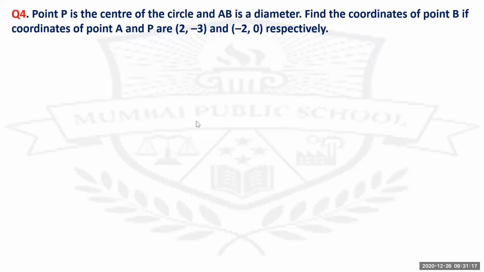So let's move ahead. First we'll draw the figure of this. Now see, P is the center of the circle, so mark P as the center. AB is the diameter. Coordinates of A and P are given, so you'll just substitute that. You have to find the coordinates of point B. You'll assume the coordinates of point B as x comma y.